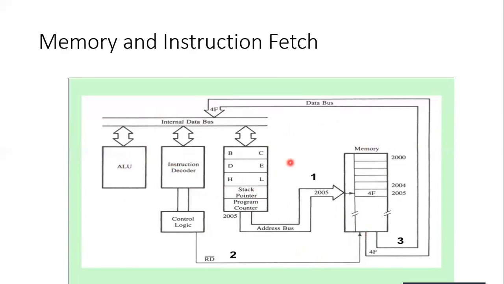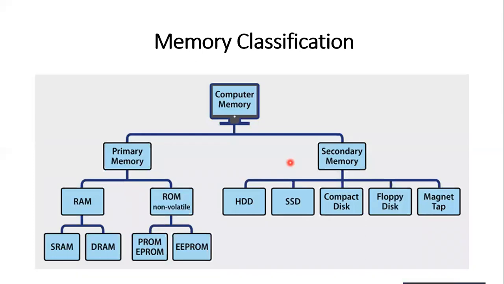Next, memory classification. Memory means it is a place where the data is processed or stored. Now computer memory can be mainly classified into 2 types: primary memory and secondary memory. Again, the primary memory can be divided into 2 types: random access memory or read-write memory, and read-only memory, ROM.